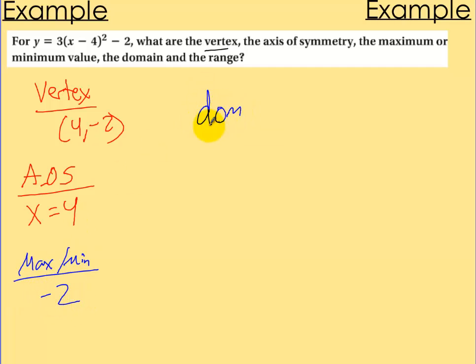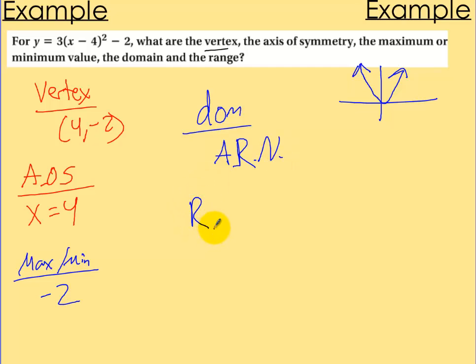So domain of any quadratic function. Domain is all x values, and if you have a general shape that goes out to left and right forever, domain is going to be everything because x is always increasing and always decreasing. So I'm going to say domain is all real numbers, or ARN.